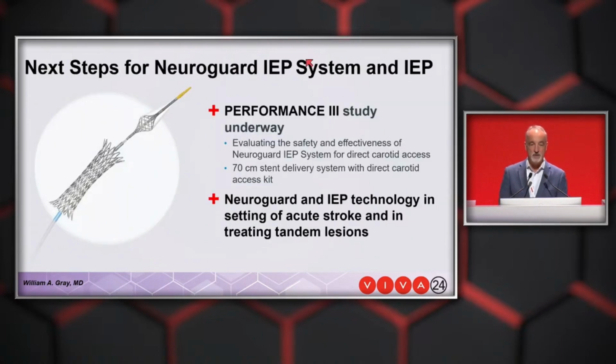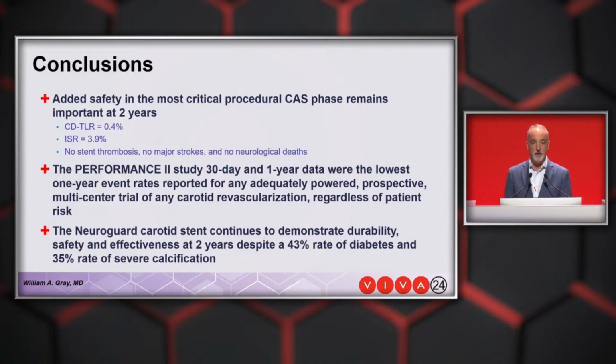So the next steps for this system are that the Performance 3 study is underway, which will evaluate the safety and effectiveness of the same system with direct carotid access and TCAR. A 70-centimeter shorty stent system has been developed for the access kit. Then the NeuroGuard and integrated embolic technology will also be assessed in the setting of acute stroke for treating tandem lesions.